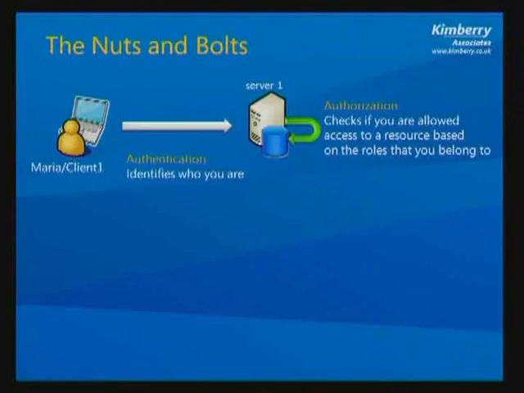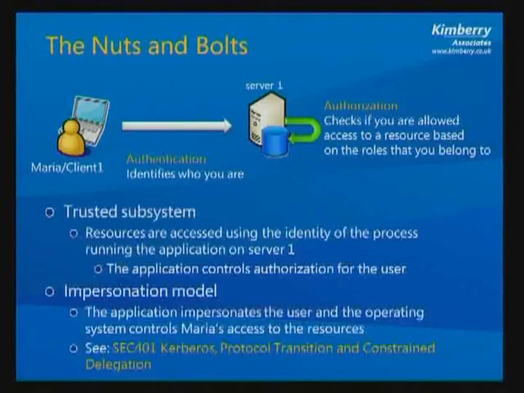And if that's a web server in there, somehow this guy over here, or Maria, has got to gain access into our environment. And likely it's going to be a web server of some kind. So we can go for a trusted system, or we can go for an impersonation model. Okay? With a trusted system, resources are accessed by the identity of the web account. That's the account running the web pool. So we control access for that account, right? So it's up to the application to control access for the user.